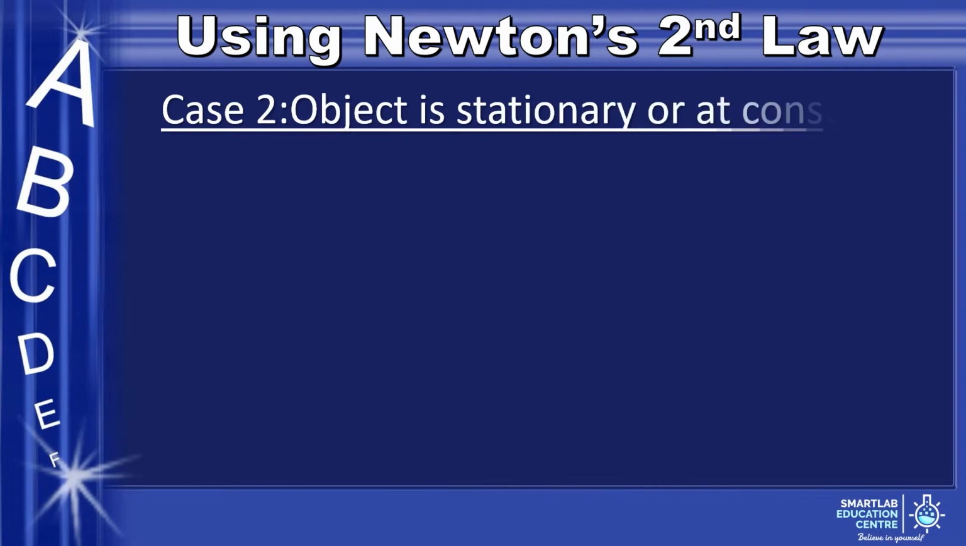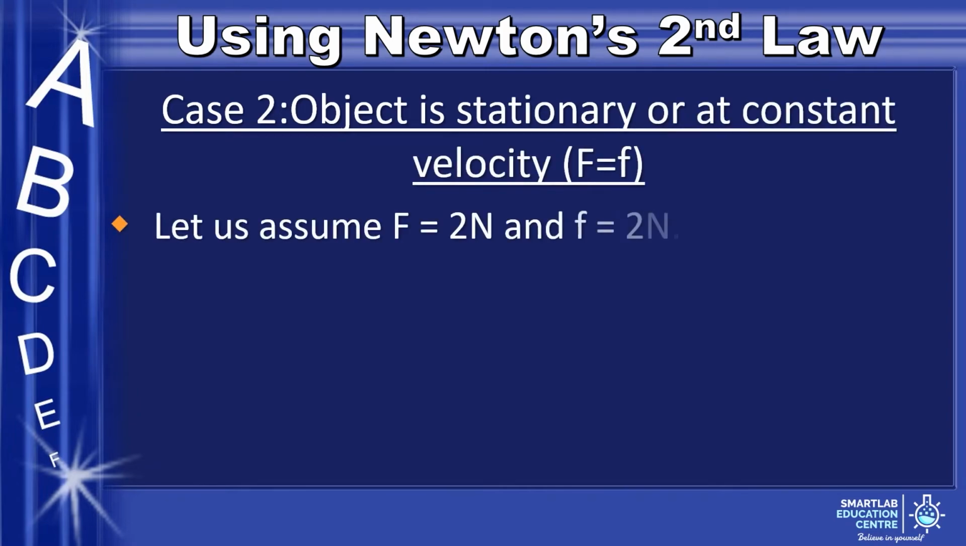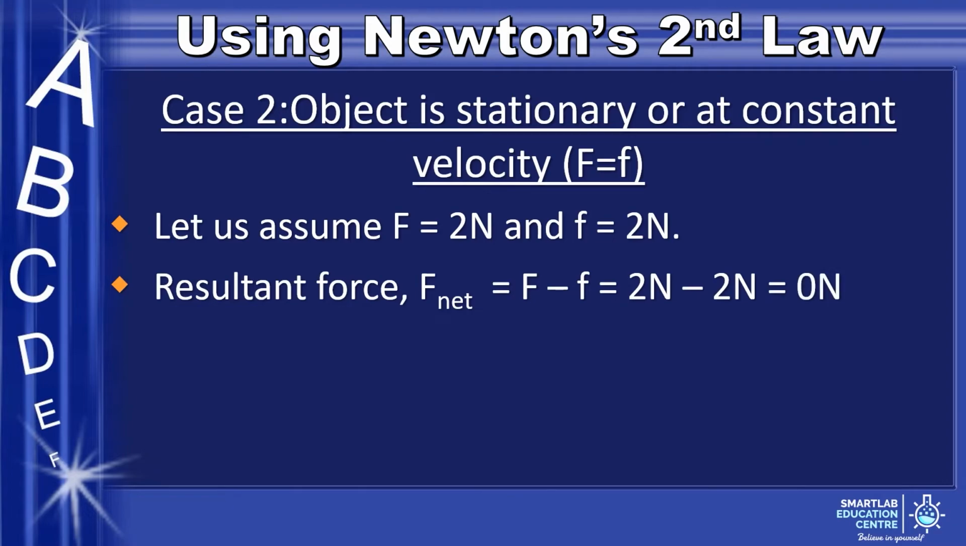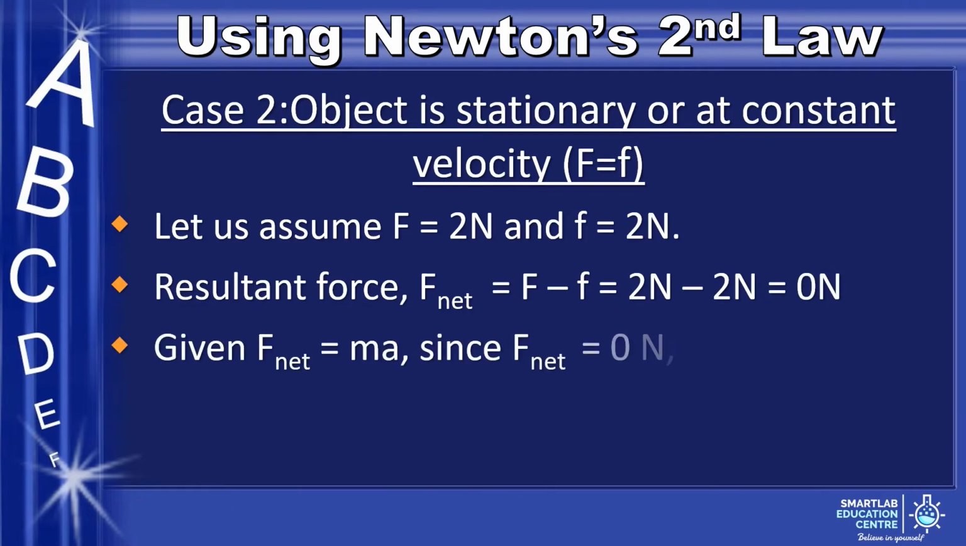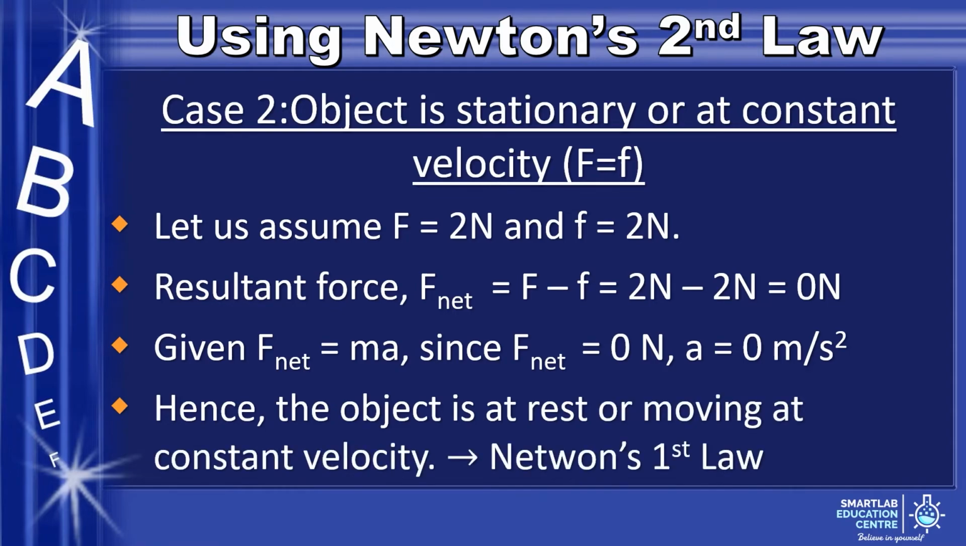Case 2, the object is stationary or at constant velocity. Now, let us consider the external force and the frictional force to be 2 newtons. This results in the forces cancelling out, and hence the object has no net force. Given the second law of motion, the acceleration of the object is 0, which means that the object is at rest or moving at constant velocity. This shows that the first law of motion is derived from the second law of motion.